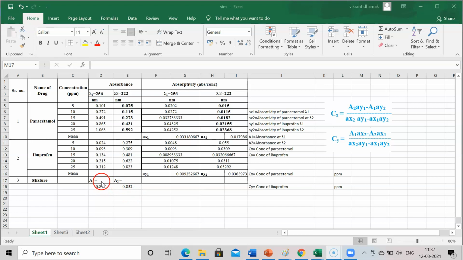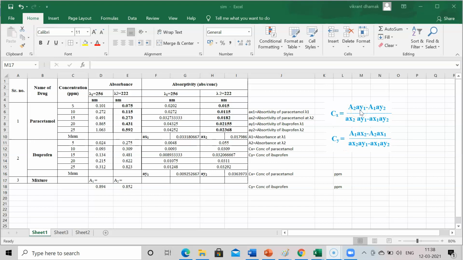Now I have got the absorbance of the mixture, that is A1 at lambda max 256 and A2 at lambda max 222. So these are the two absorbances, A1 and A2. After that we need to calculate the concentration of paracetamol and the concentration of ibuprofen. So these are the formulas for calculating them.